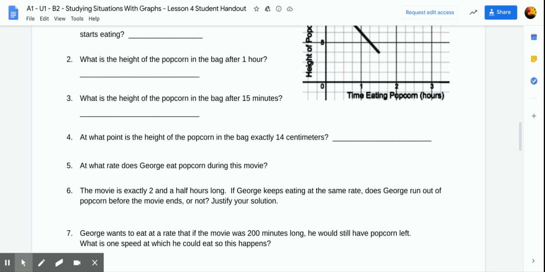Justify your solution. Number 7, George wants to eat at a rate that if the movie was 200 minutes long, he would still have popcorn left. What is one speed at which he could eat so this happens?